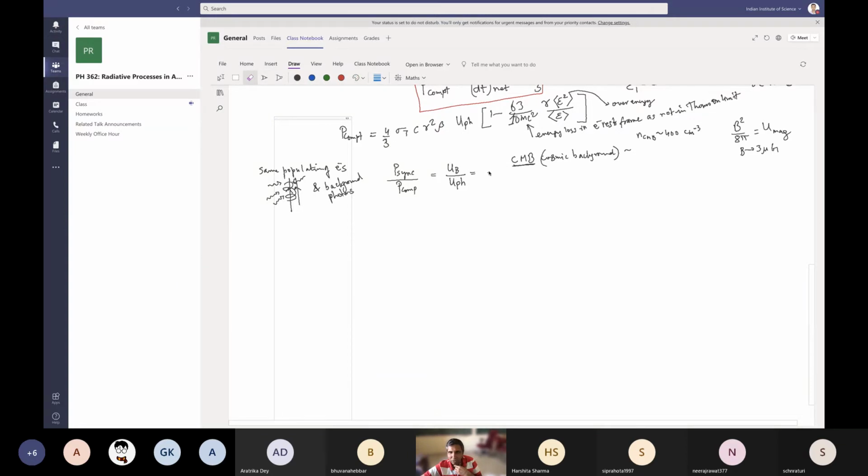Are you getting what I'm trying to do? I'm just giving you typical numbers. Say this is B, this is 3 microgauss. The energy density of CMB photons is equivalent to having a magnetic field strength of 3 microgauss. So if B somewhere is greater than 3 microgauss, synchrotron dominates, so this will be greater than 1. And if B is less than 3 microgauss, then inverse Compton now dominates, in terms of the total energy losses.